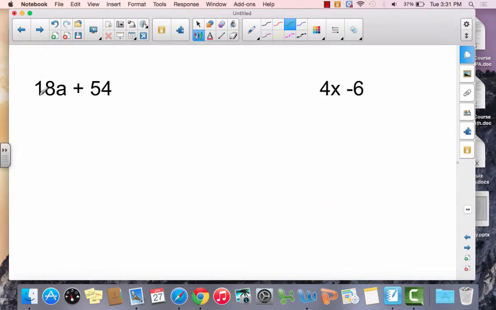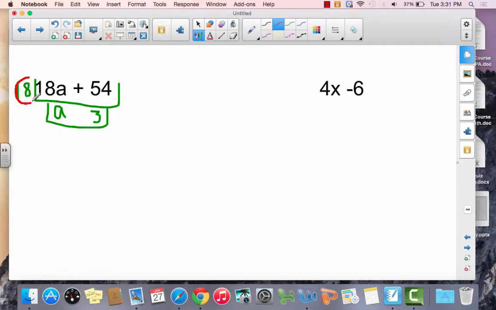Let's look at a couple more. 18a plus 54. I put it into the cake. I know that 18 can be divided out of both of these terms. 18a divided by 18 leaves me with an a. 54 divided by 18 leaves me with 3. Add another layer to the cake. A and 3 do not have anything in common, so I stop.